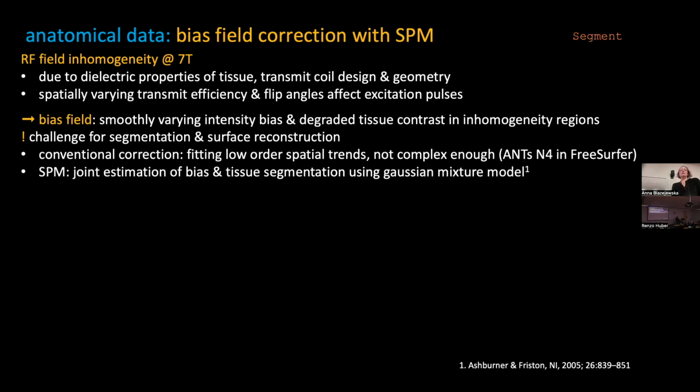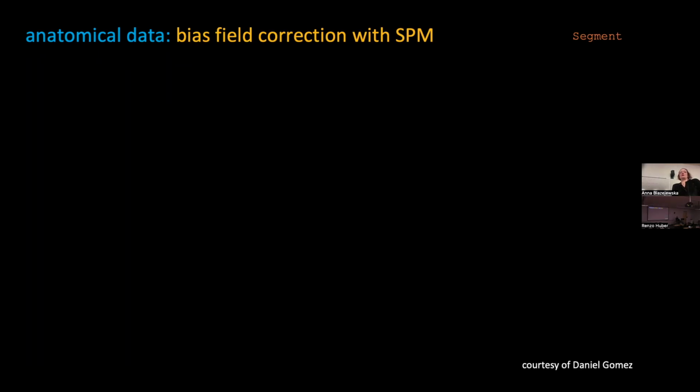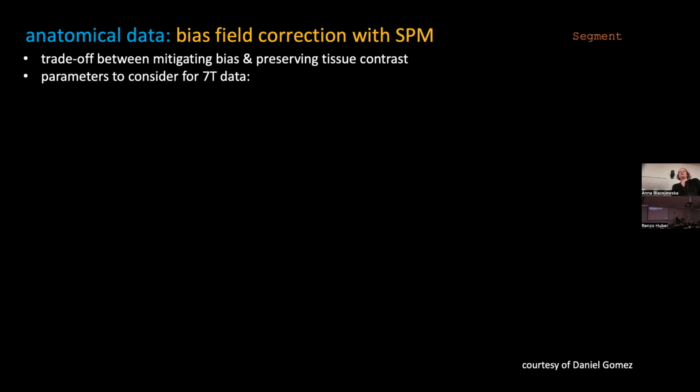So what we do instead, before we feed our data to Freesurfer, we apply SPM to perform joint estimation of bias and tissue segmentation. And this is just an example of how the data looks before, with some visible bias, and after. But nothing is this simple, so there are certain trade-offs in applying SPM. So as I said, it does two things at the same time. It tries to mitigate the bias, and it also tries to segment the tissue and preserve the contrast in this tissue.